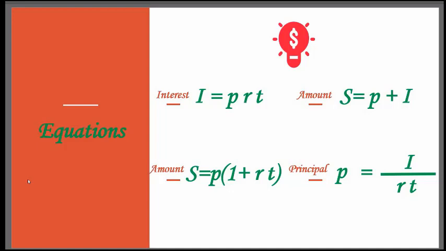And to get the amount, S equals the principal plus the interest. By substituting for I equals BRT, there is another equation for S: S equals B times (1 plus RT). To get B, B equals I over RT. To get R, R equals I over BT. To get T, T equals I over B times R.